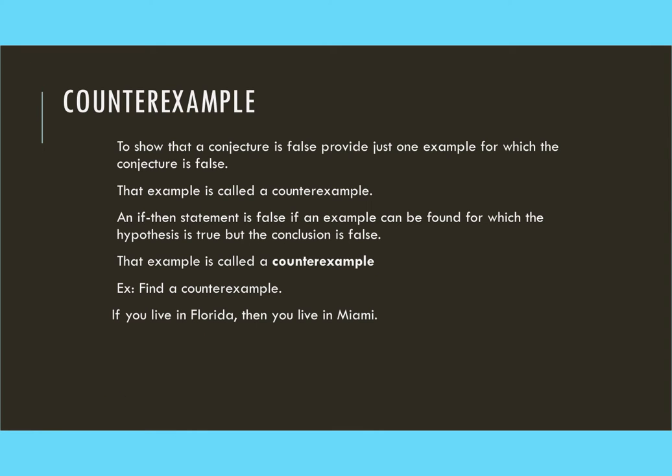All right, a counter example shows that a conjecture is false. So we just said this before. We said not all of these if-then statements are true, right? So how do I prove that an if-then statement is false? I have to provide something called a counter example. A counter example makes the hypothesis of a statement true, but the conclusion false. So we want the first part to be true, but the second part to be false. And again, it's called a counter example. So in my if-then statement, if you live in Florida, then you live in Miami. Is that a true statement? Yeah.